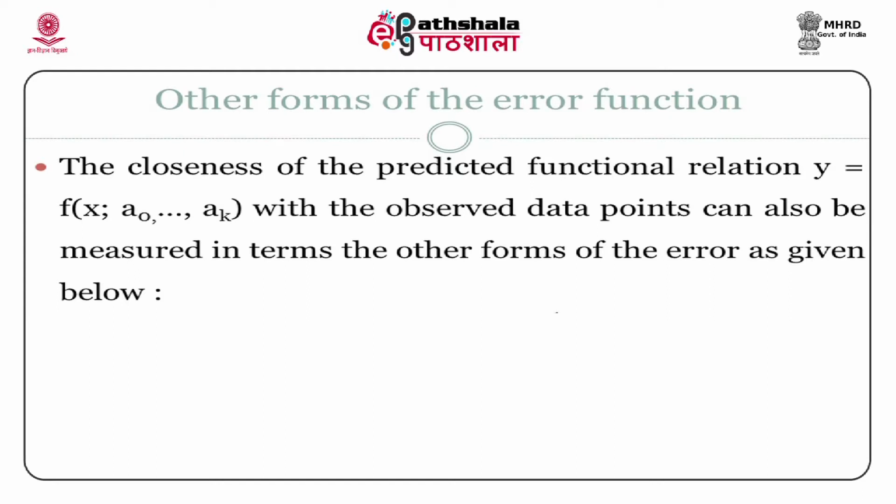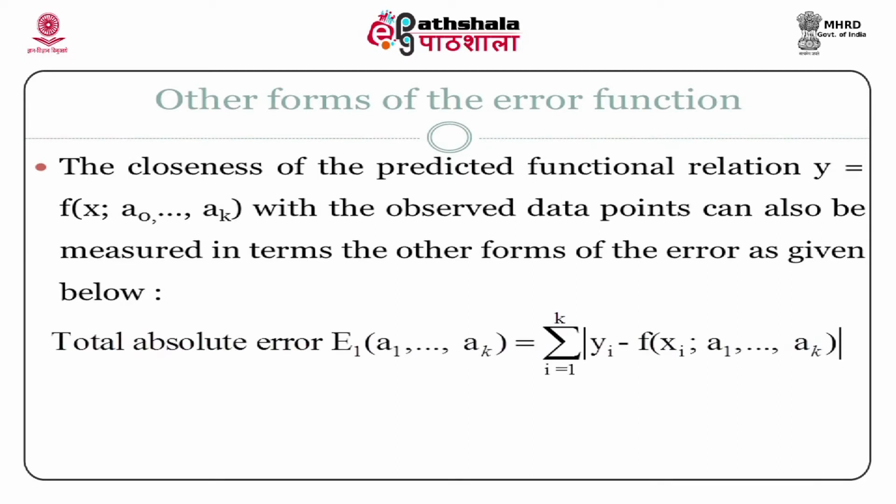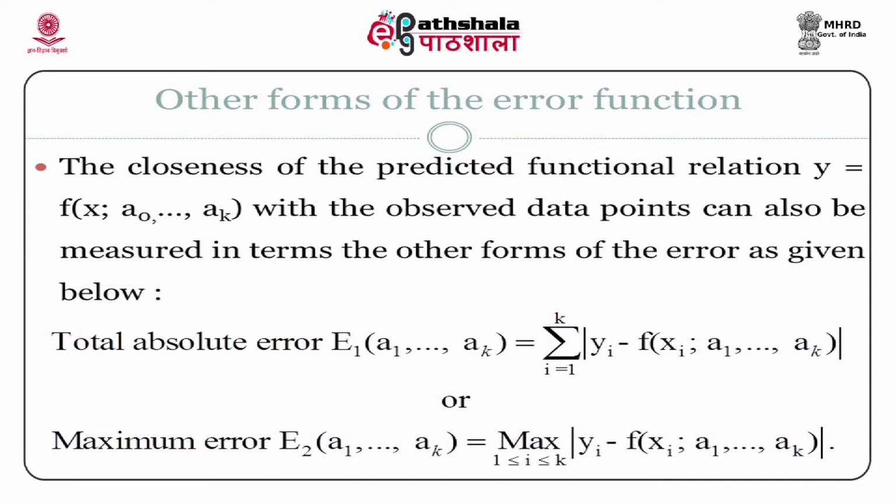can also be measured in terms of other types of errors. The total absolute error, for example, you take, so E1(a0, a1, a2, a3, ..., ak) equal to the sum, i equal to 1 to n, of the absolute value of yi minus the estimated value of yi, so f of xi and a0, a1, a2, a3, ..., ak. And you sum over all the observations. The maximum error you consider as E2(a0, a1, a2, a3, ..., ak), which is the maximum of all these error values.